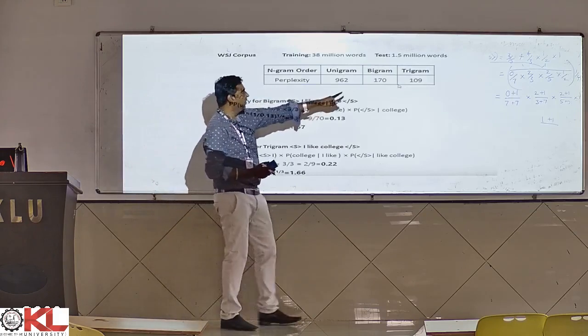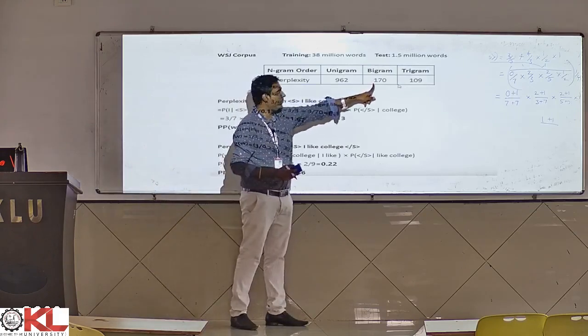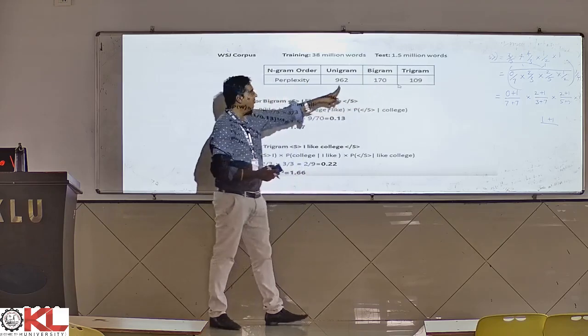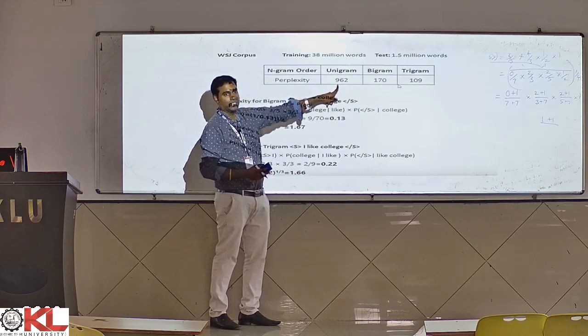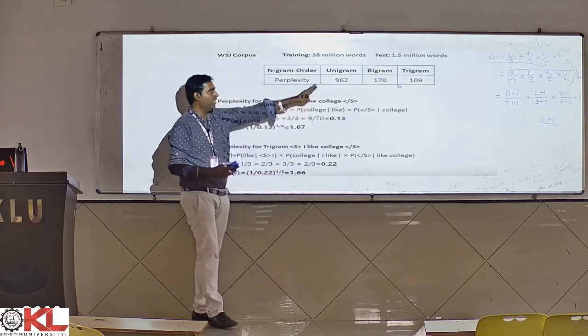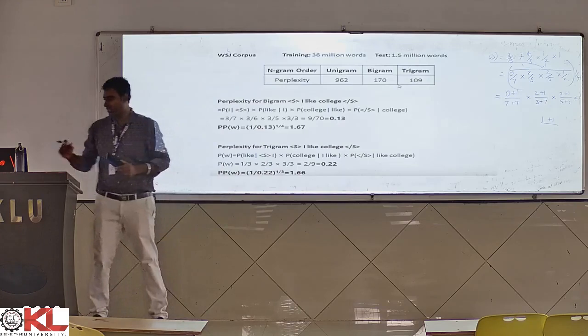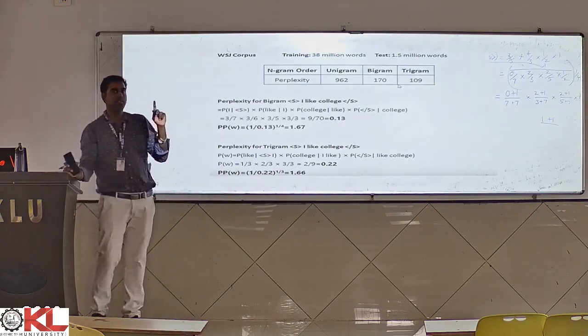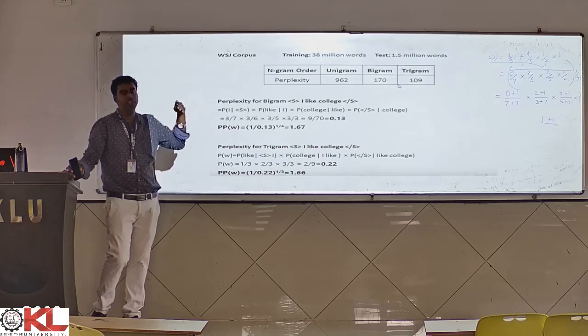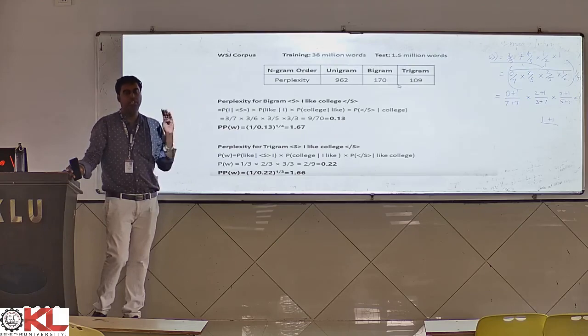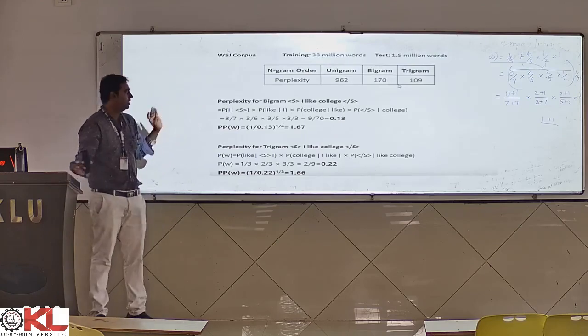Among the various language models, trigram gives the better result. After trigram, the bigram model gives the better result because the value is 170. But when you check the unigram model, it is 962, so it is not that good a model. That is the meaning of this particular case. Once again I repeat, if the perplexity value is lower, we can say such a model is the better model for prediction of a word. If the perplexity value is higher, there is more confusion or complexity in predicting the given word.